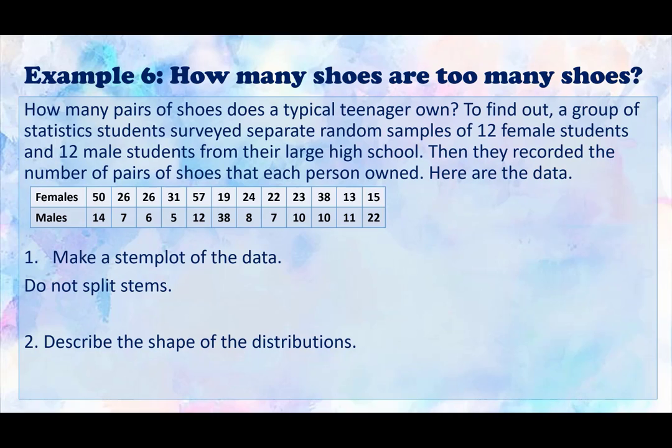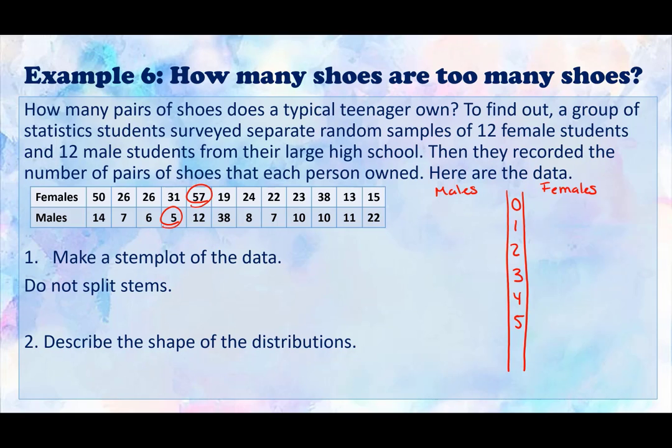There's going to be numbers in the middle, and then one side is going to be females, and the other side is going to be males. It looks like the smallest amount of shoes that anybody owns is 5. So we're going to start out with 0, and then 1, 2, 3, 4, 5. Why did I stop at 5? Because I believe the largest number here is 57.